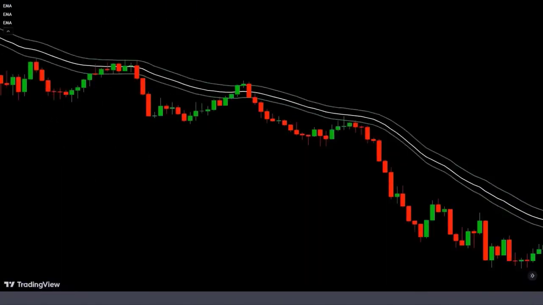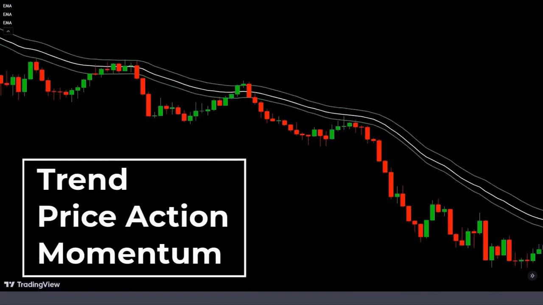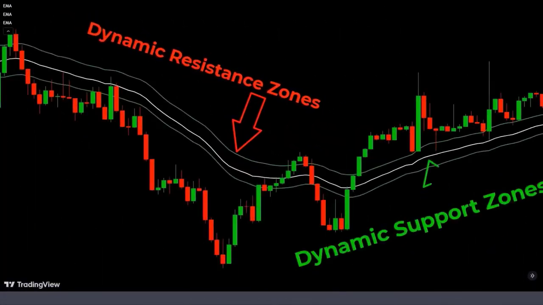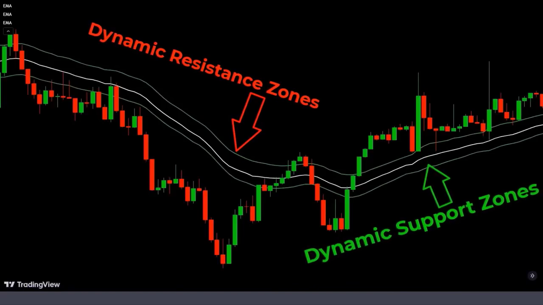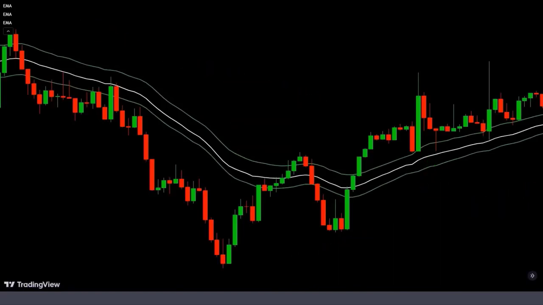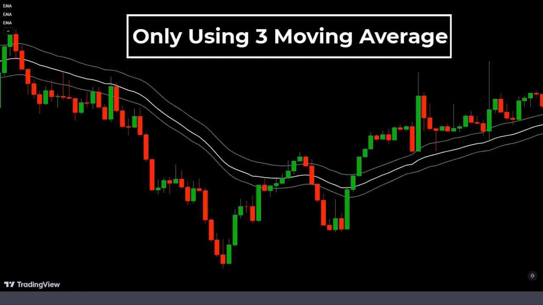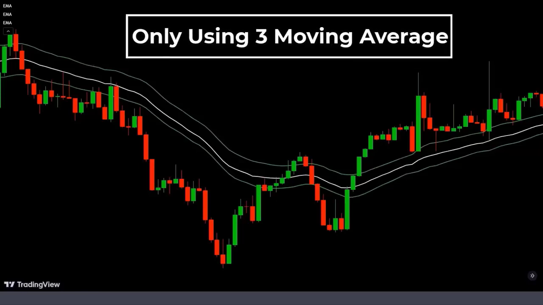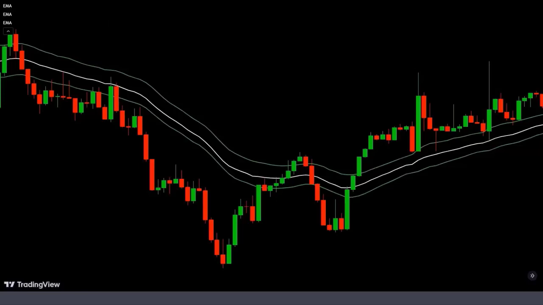This strategy is based on the trend, price action, and current momentum. 3 different moving averages work as dynamic support and resistance zones. I will explain this in the video. I will keep things as simple as possible with no complex indicators or tools, so it is very easy to understand and apply. So it is easy to find very profitable trades in a couple of hours.